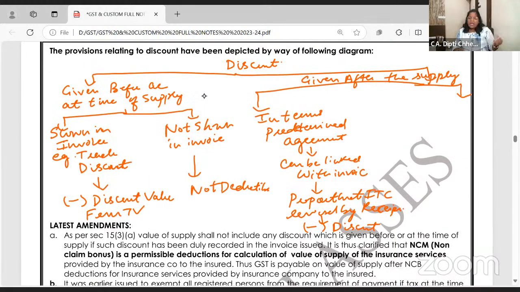Take your time. Is discount given before? And it's like trade discount, deduct. If discount is given before but not shown in the invoice, don't do anything. Discount is given after the supply, but it is predetermined, it can be linked with the invoice, and proportionate ITC can be reversed. Are you able to listen and write? Minus it. And now other cases. I call it year-end discounts or secondary discounts, not deducted.